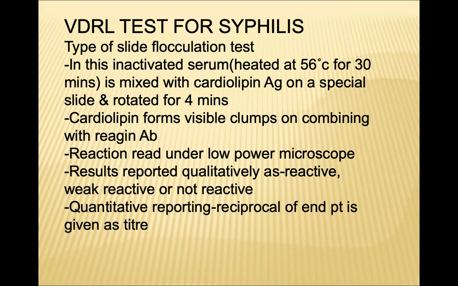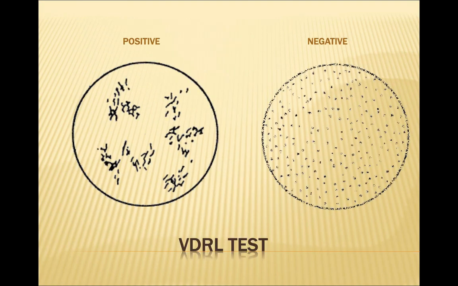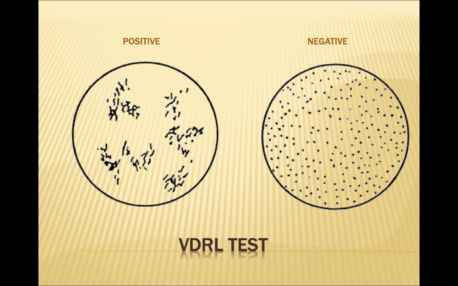If you see clumps, it is called reactive. If there are no clumps, and uniformly distributed crystals are seen on microscopy, this is a negative or non-reactive test. This is only a qualitative test where you can say it is positive or negative. If the clumps are there, it is positive. If the clumps are not there, it is negative.